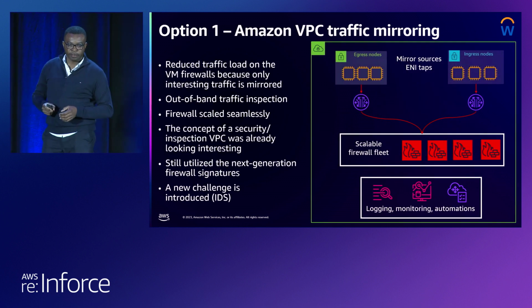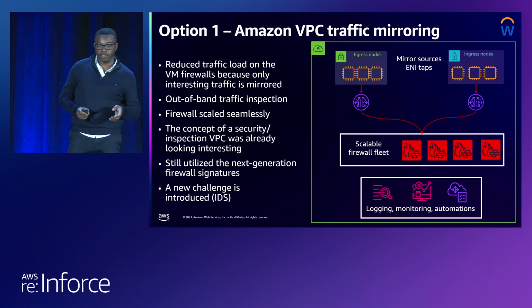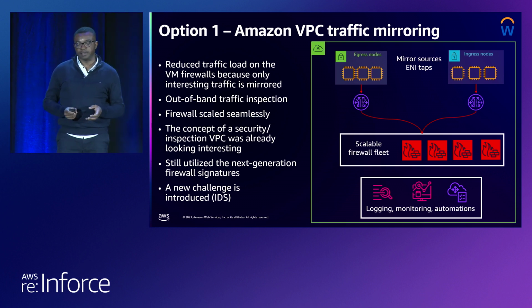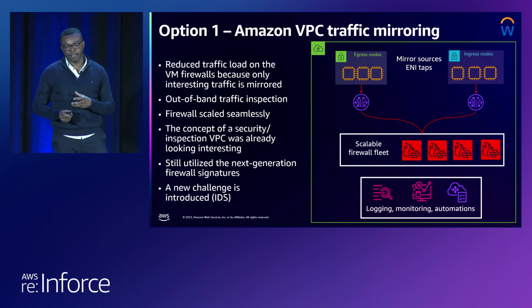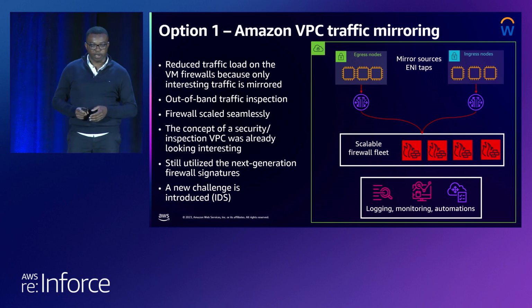So the design for the VPC traffic mirroring: interesting traffic from both the ingress and the egress nodes, a copy of it, actually, because it's mirroring, is sent to the mirror targets. And behind this mirror target are scalable next-gen firewalls. With this solution, we are able to achieve out-of-band traffic inspection.